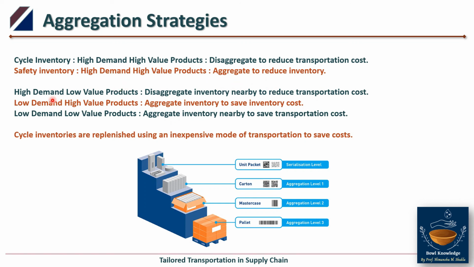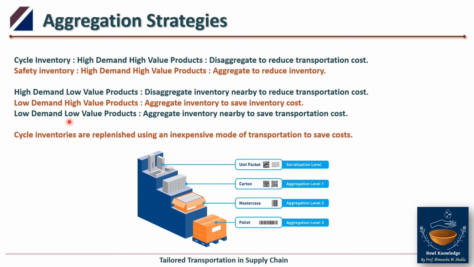Okay. Then if there is low demand and high value product, okay, what can be this product? This can be special case product. Okay, some mobiles or some specific brand or specific variant of some vehicle, some specific model. So there is low demand but value of product is very high, महंगा है product. So in such case, you have to aggregate the inventory to save inventory cost. Okay. While in third case, when there is low demand and low value product, demand भी कम है और product की value भी उतनी ज़्यादा नहीं. So in such case, you have to aggregate the inventory. You have to take the similar product combined together to save the transportation cost.